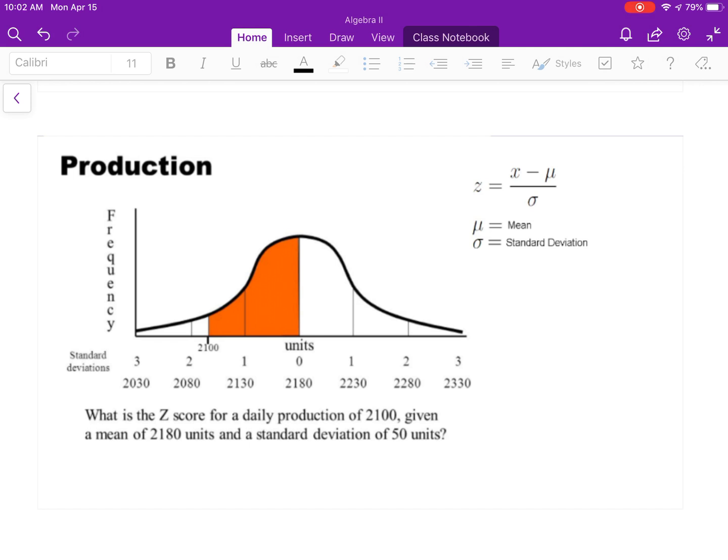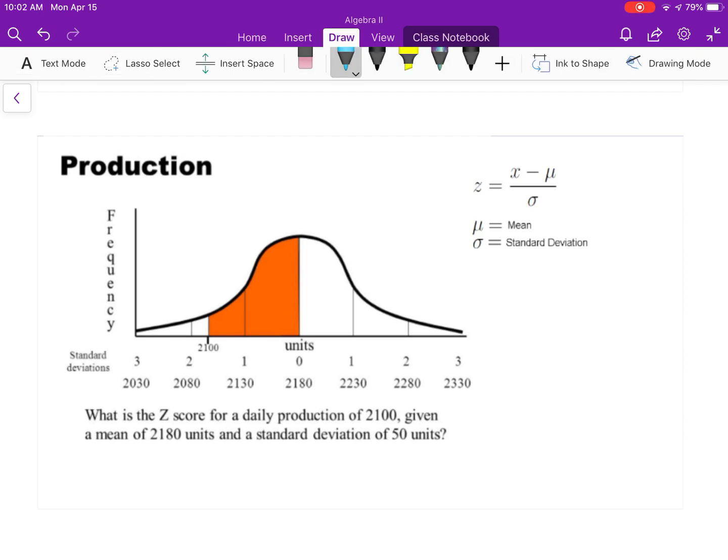Now, the only problem is 2100 doesn't fall exactly 1 standard deviation away. It's in between 1 below and 2 below. So I'm thinking this Z is some negative number that's in between -1 and -2. We could actually calculate it out, but that's not the point right now. Right now, it's just saying, hey, not all values are perfectly 1 or 2 standard deviations away.